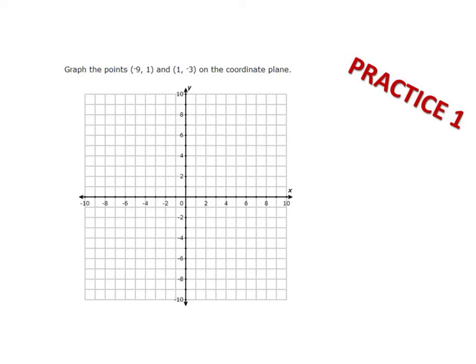Here's your first practice problem. You're asked to graph the points -9, 1 and 1, -3 on that coordinate plane. You're going to graph 2 points. They're not to be connected by any line.